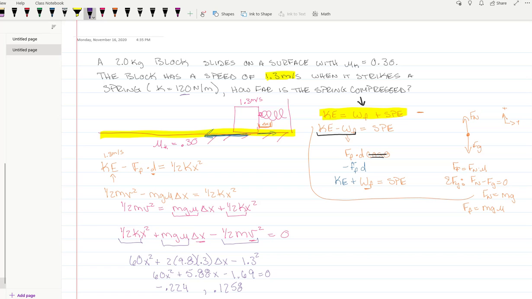So here's what we get. I put this into the quadratic solver, and I get two values: negative 0.224 and 0.1258. And for my compression, the thing I want is actually this positive value, not the negative one. You can think of the negative one as having me end up on the other side of the wall. So I'm going to compress it by this 0.1258, otherwise known as about 0.13 meters. And there you have it.